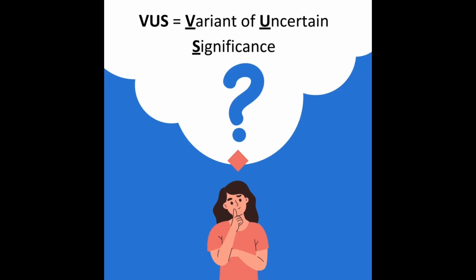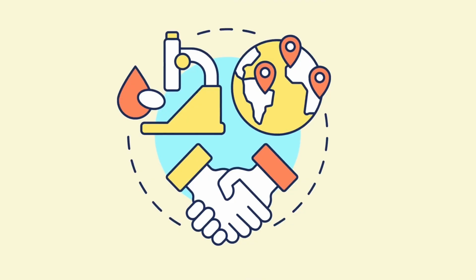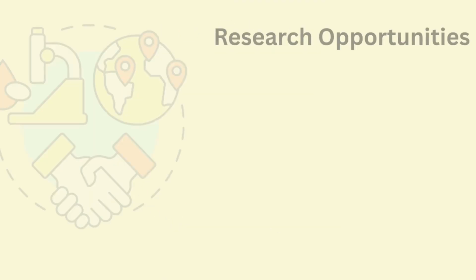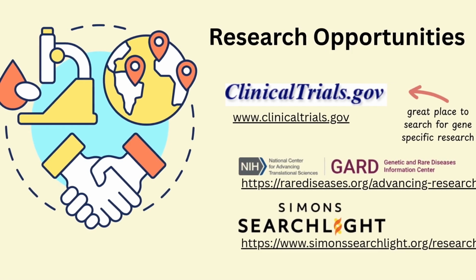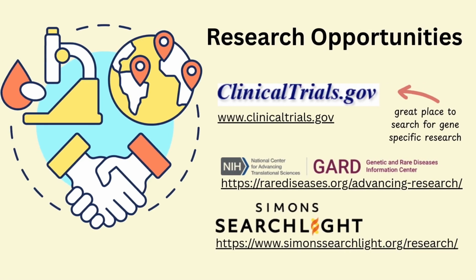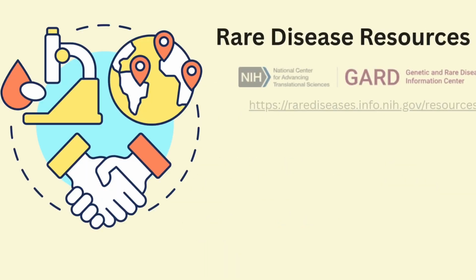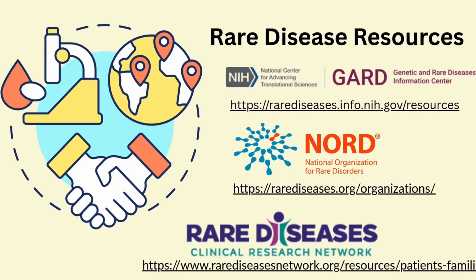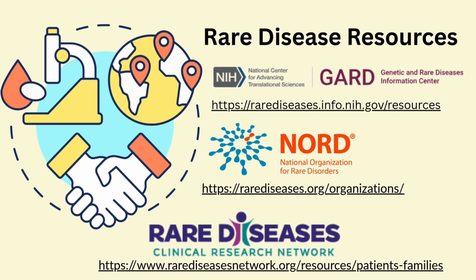So, what does this mean for patients and families? A VUS may not give immediate answers, but in research, it can be the seed of progress. By connecting with registries or participating in gene-specific research, clinicians and patients can help advance genomic knowledge and shorten the path to an answer for families in the future. Gene-specific research opportunities can be found on www.clinicaltrials.gov. Several rare and undiagnosed disease research studies are linked in the description below.